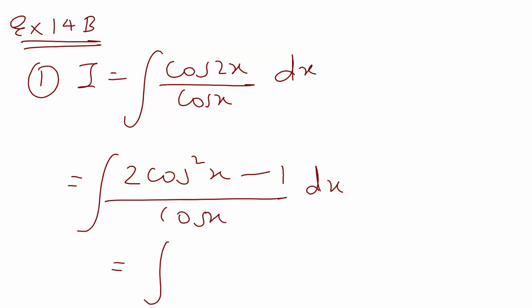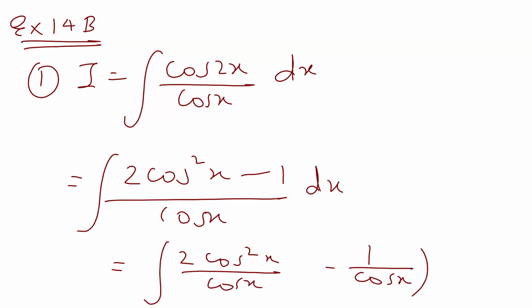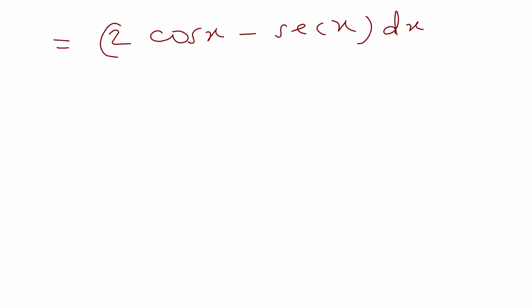Okay. Now we'll split this: 2 cos square x upon cos x minus 1 upon cos x dx. So here cos square and cos is getting cancelled, so we are left with 2 cos x minus sec x, since 1 upon cos is sec, dx. Now this is individual integration because there is a minus sign in between.